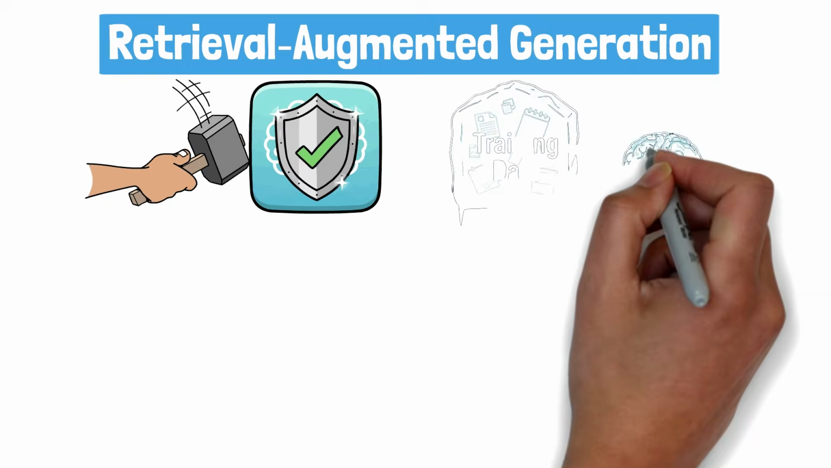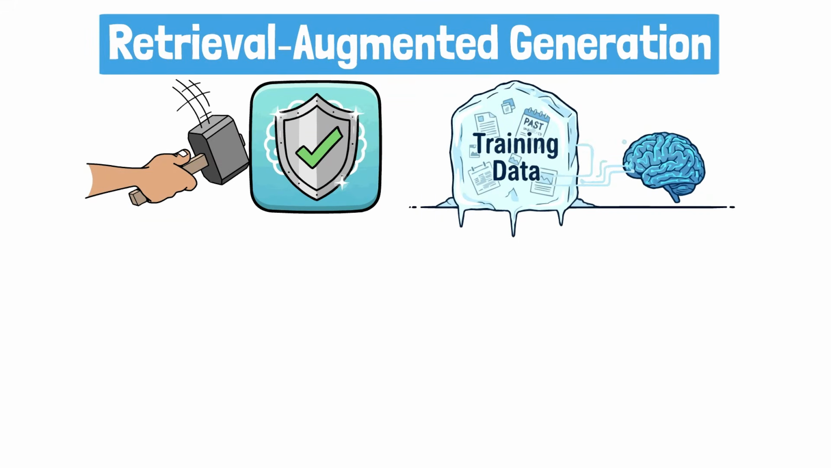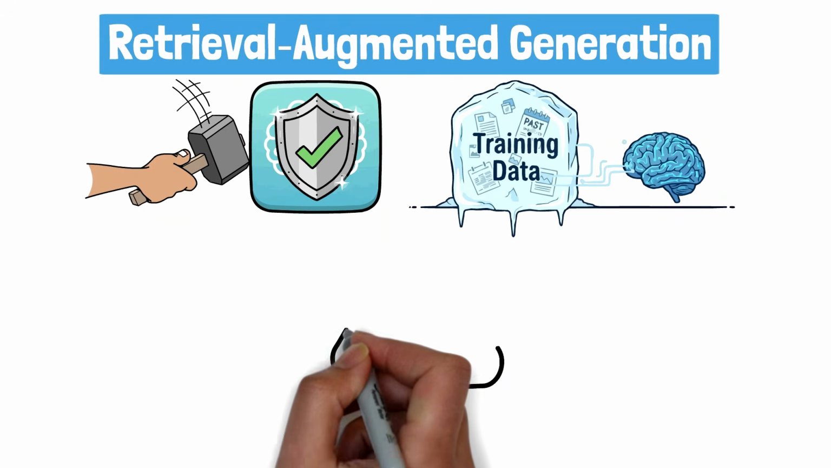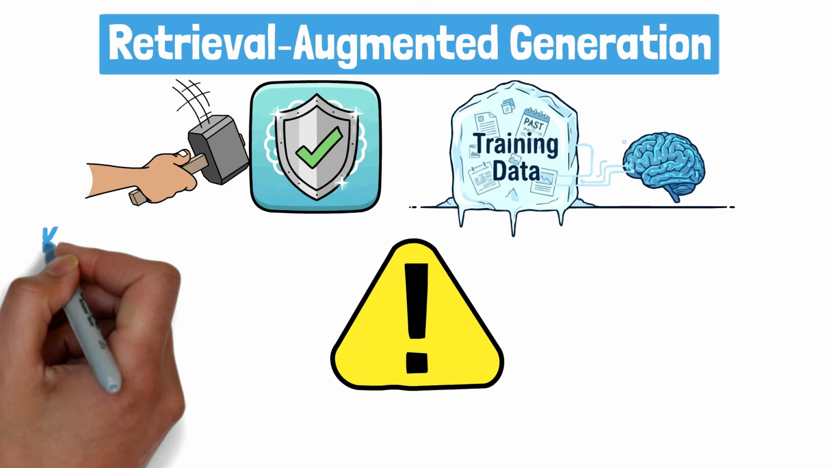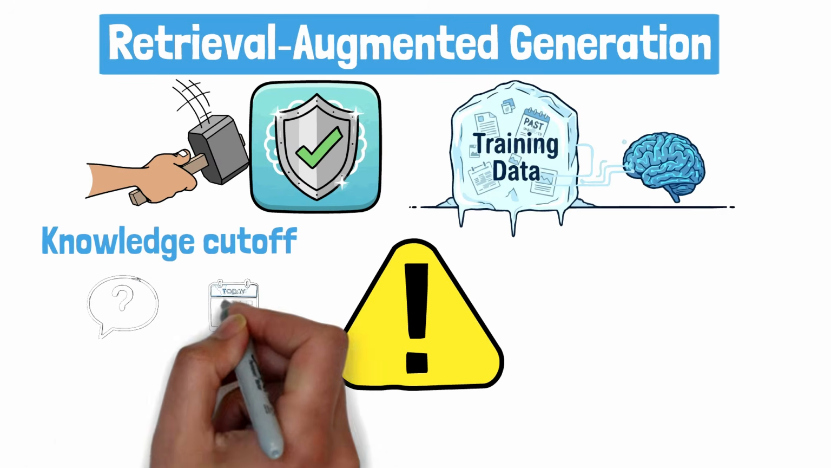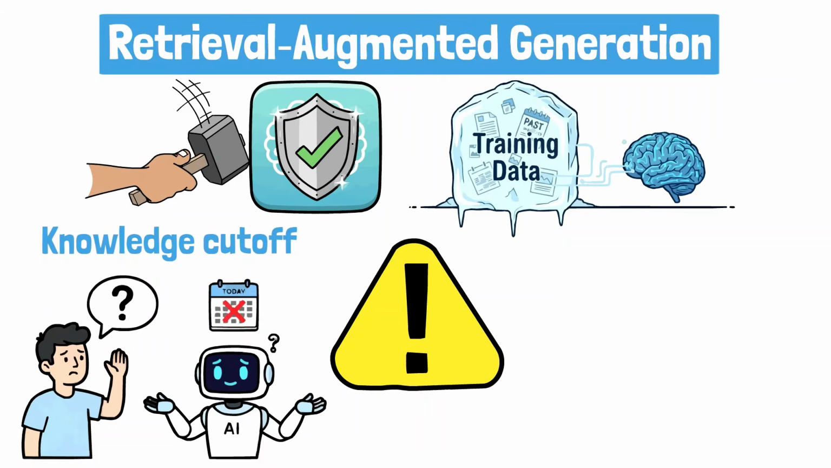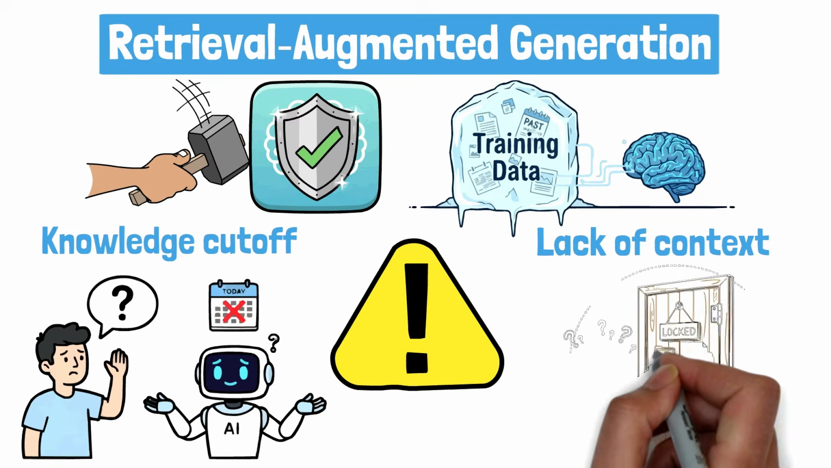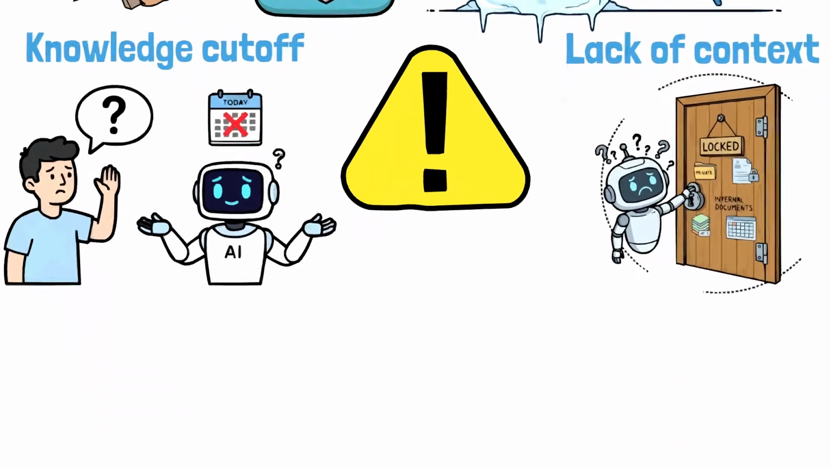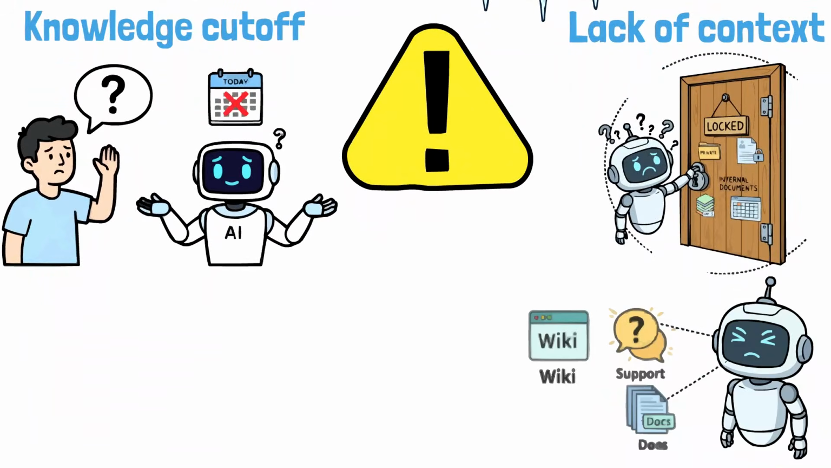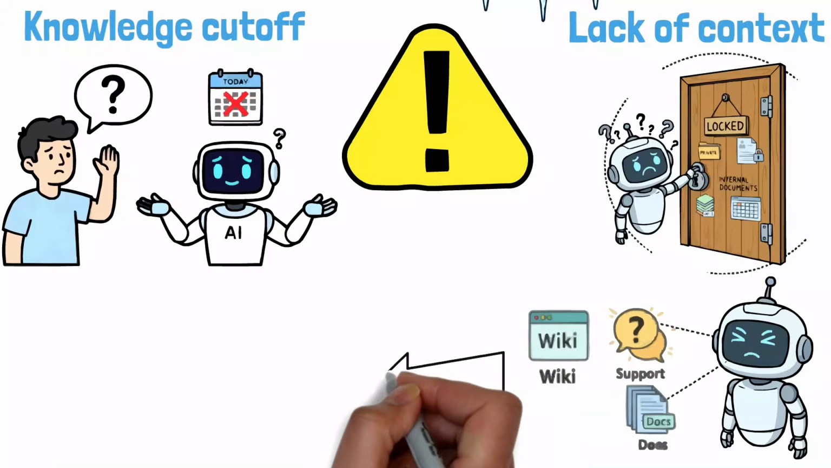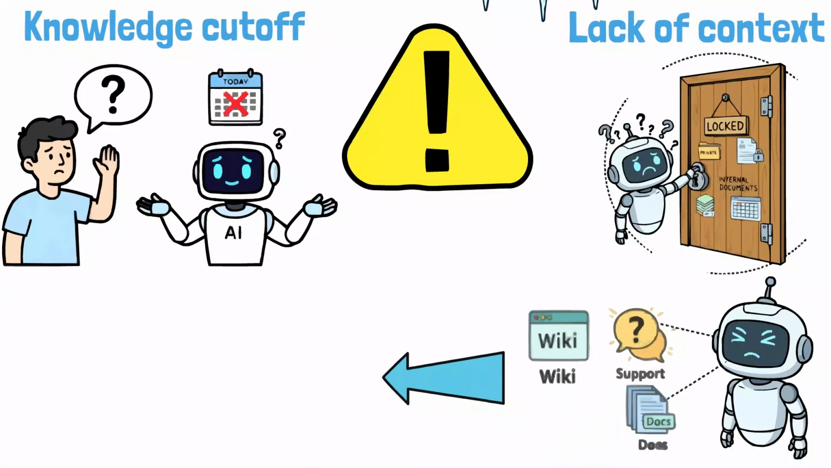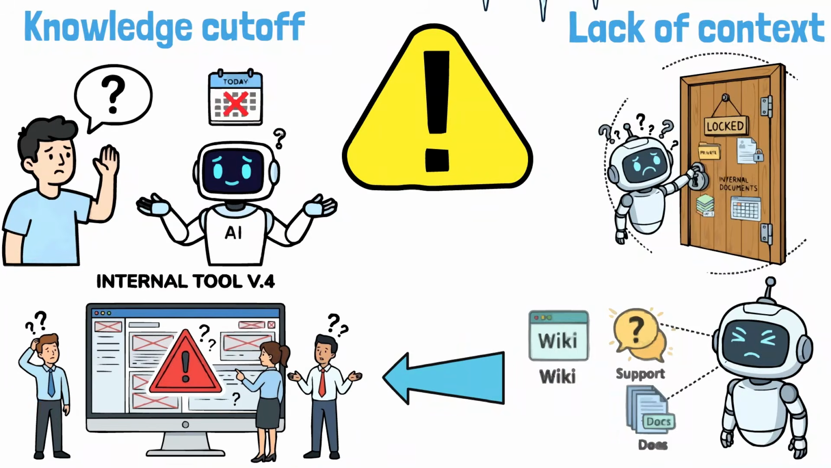Large language models are trained on a massive, static snapshot of the internet. This creates two major problems. First is the knowledge cutoff. The model can't answer questions about recent events. Second is the lack of context. It knows nothing about your private, proprietary data like internal wikis, support tickets, or product documentation. This makes it ineffective for internal tools or customer-facing AI that must be accurate and specific.